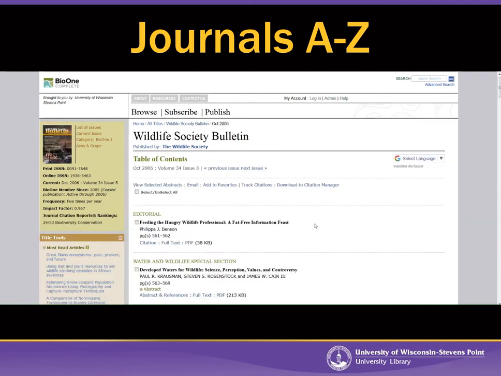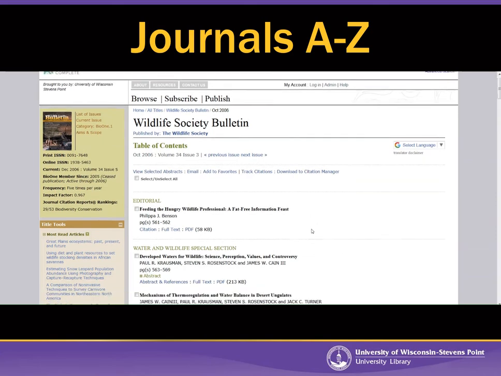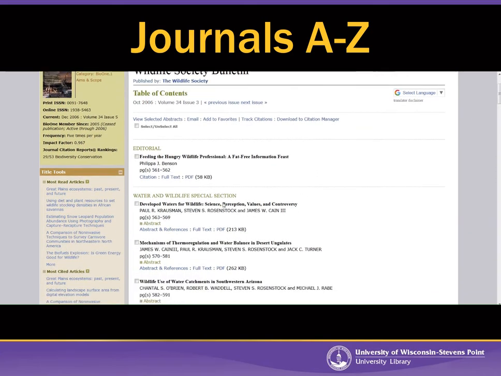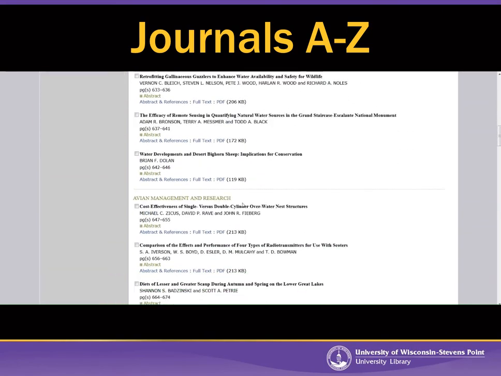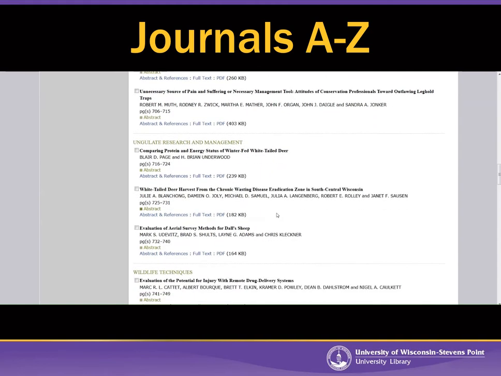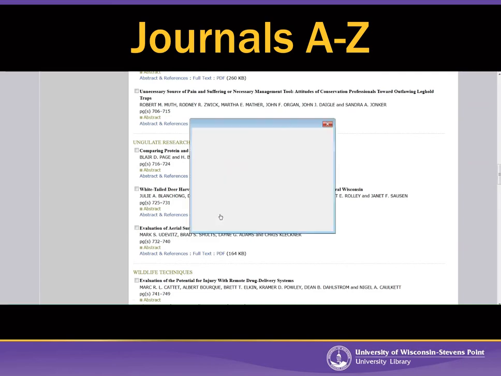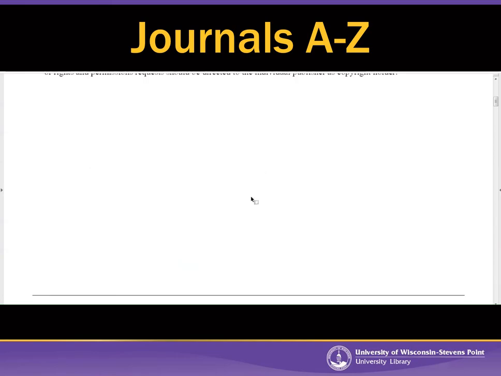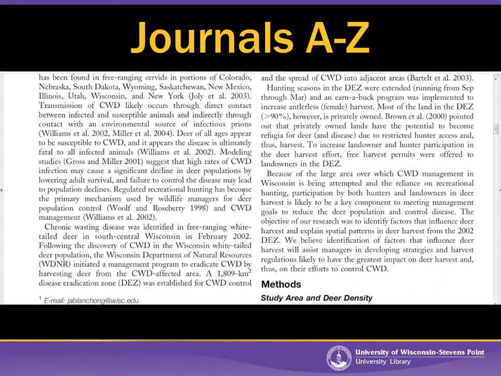Now our article starts on page 725. You'll see here the first article starts on 561. So I'm going to scroll down to 725. And there is our article, Whitetail Deer Harvest from the Chronic Wasting Disease Eradication Zone in South Central Wisconsin. And down below is the full text or the PDF. I always prefer the PDF, so I'm just going to open that. And there is the full text of that article.